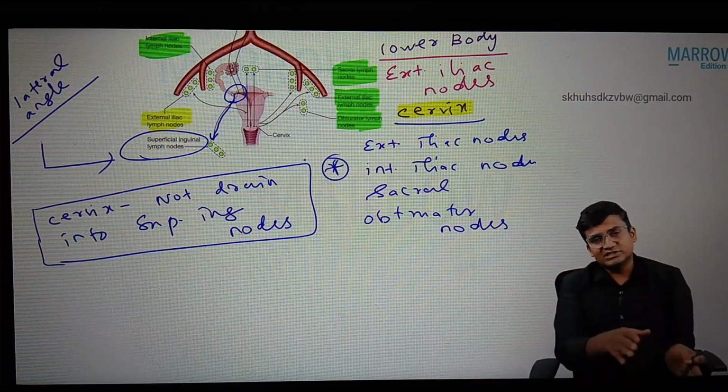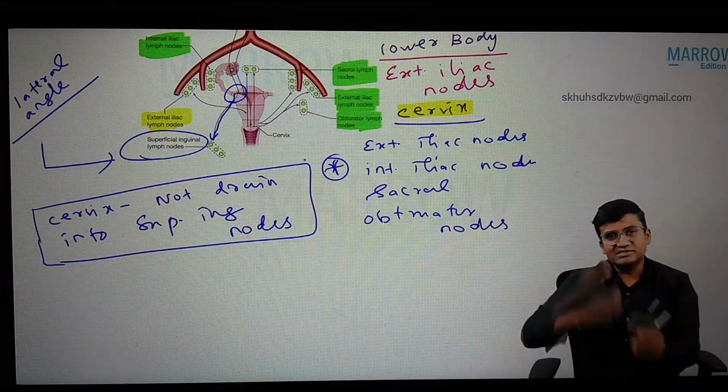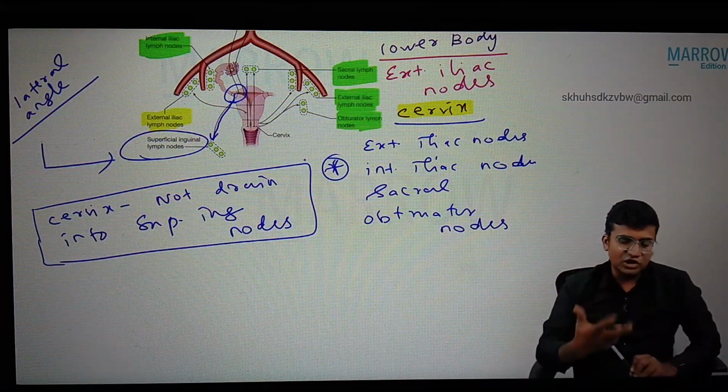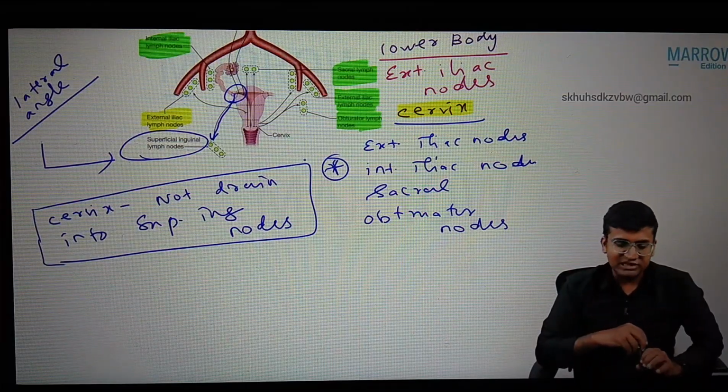Okay, you may think the cervix is close to the inguinal region, so lymphatics from the cervix drain into superficial inguinal nodes. No, lymphatics from the cervix do not drain into superficial inguinal nodes. Okay, right. And by this, you are completing the uterus. So that's all about the female internal organs.